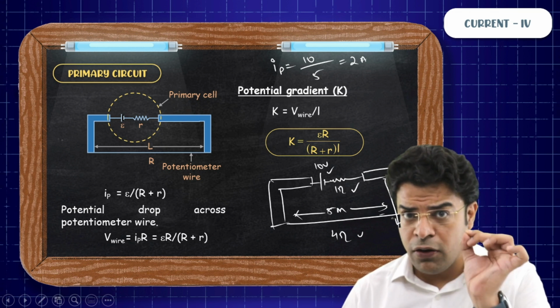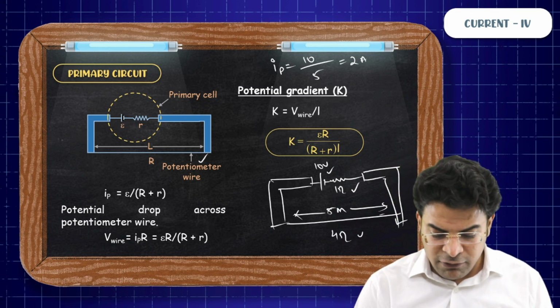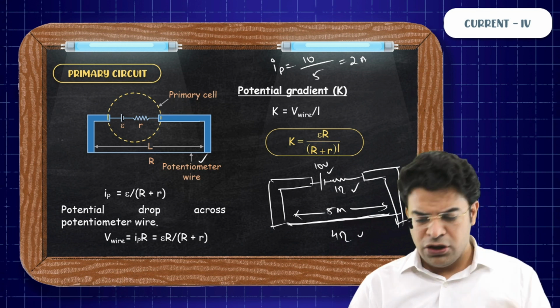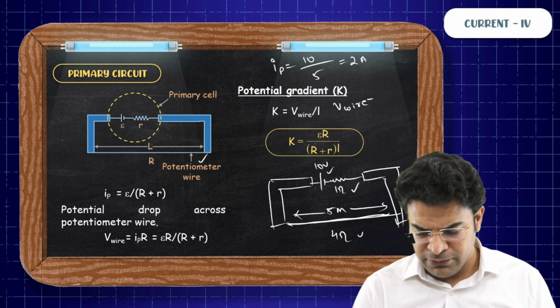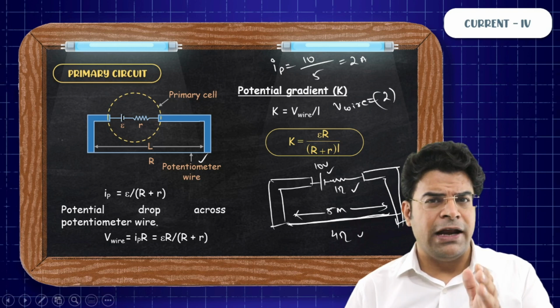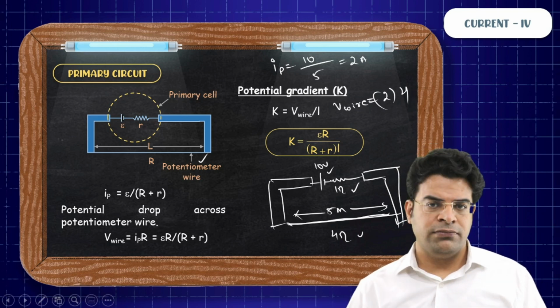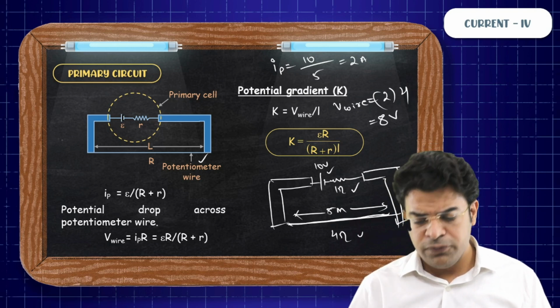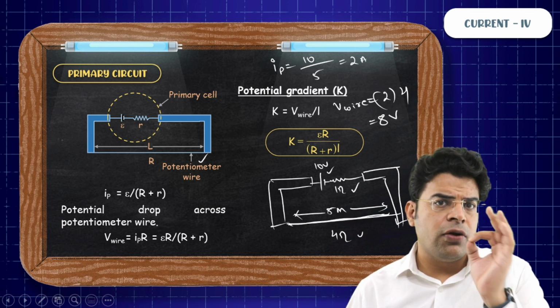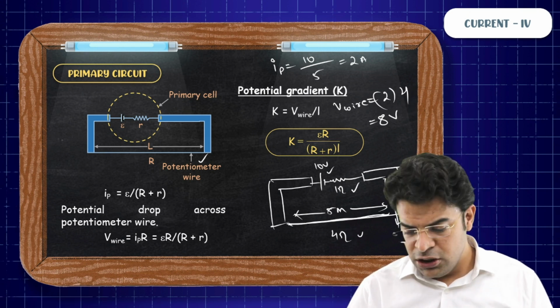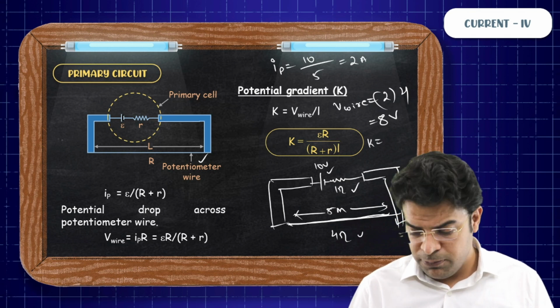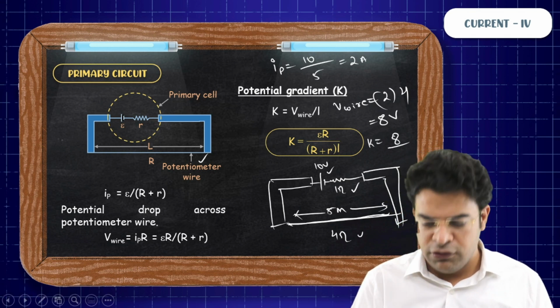This 2 ampere of current flows through the potentiometer wire as well. So the potential drop across the potentiometer wire will be nothing but the current flowing through it, 2, multiplied by its resistance, which is 4. So that gives you 8 volt. Once you know the potential drop across the potentiometer wire, you can find the potential gradient. It will be nothing but the potential drop, 8, upon the length of the wire, which is 5.